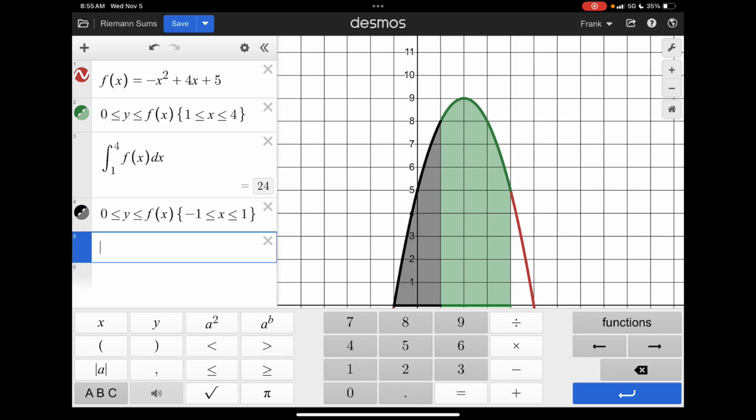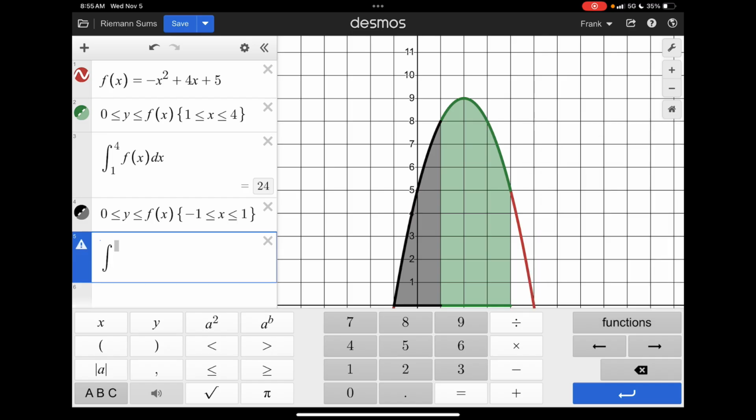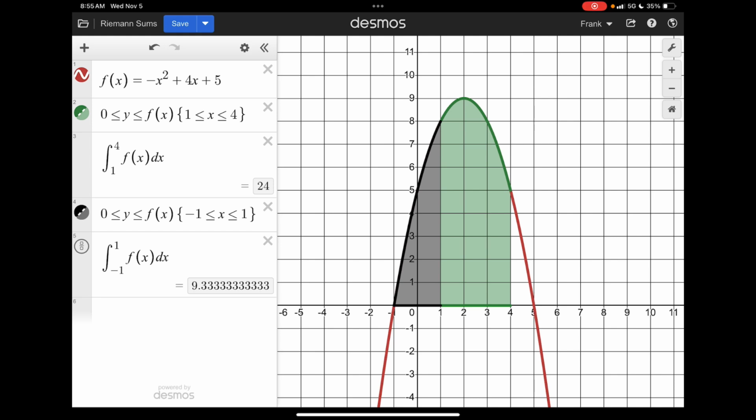And I'm going to ask it now to find the area of that region. And that goes from -1 up to 1 is the region I'm looking at. Again, my function's f of x. Those are the heights of the rectangles, and then dx is the width. So the area of that region is 9.333 repeating, or in other words, 9 1/3. That's kind of interesting. So I know the area of the gray region is 9 1/3. The area of the green region is 24. What about that remaining region between 4 and 5?